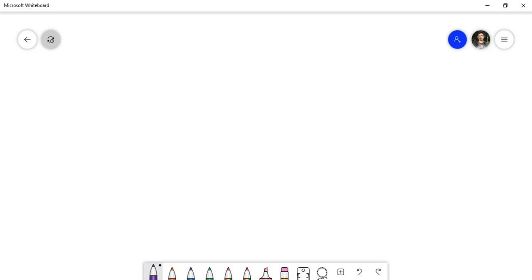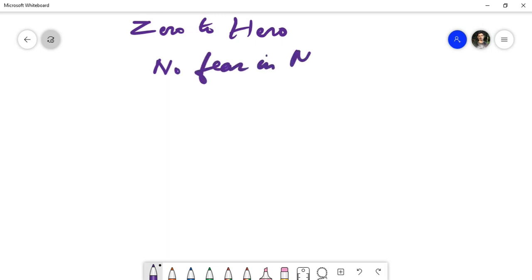The thing is that I'm going to start from scratch, a zero to hero course. So this will be zero to hero, meaning you're going to be a hero in maths. My motto here is no more fear in maths. So you should have 0% fear of mathematics.